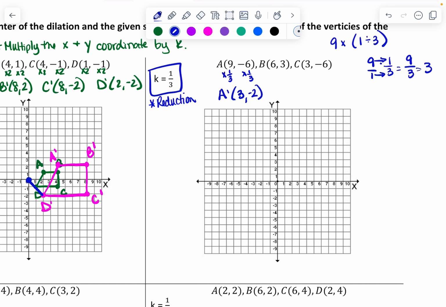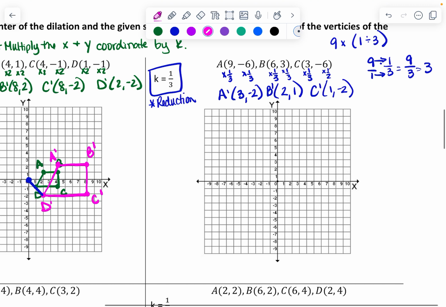There's where A prime is. Same thing for B. 6 times 1 is 6, over 3 is 2. And then 1 times 3 is 3, divided by 3 is going to be 1. Again, I was just doing those in my head, but if you want to use a calculator, that's fine. C prime is also going to be at 1 and then negative 2. So let's go ahead and plot both of these.